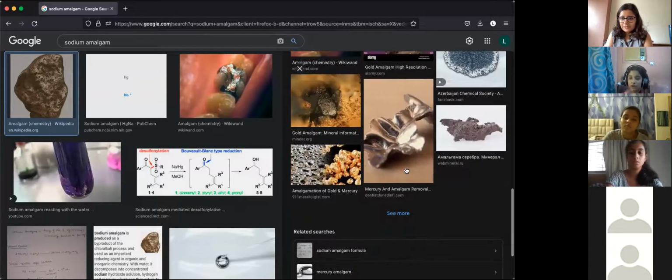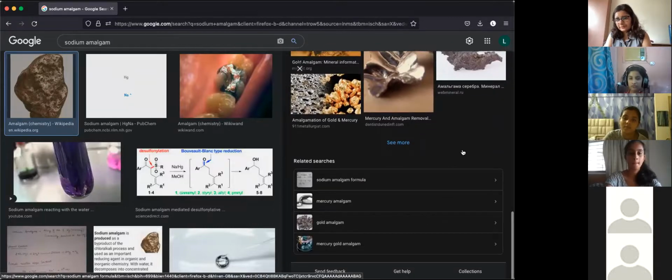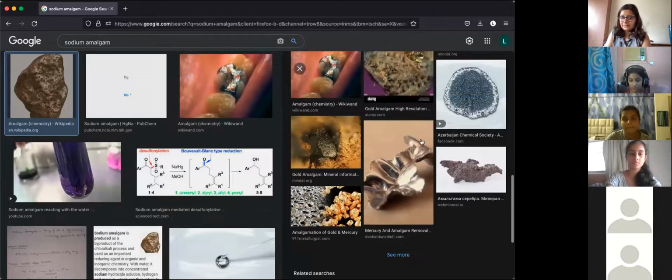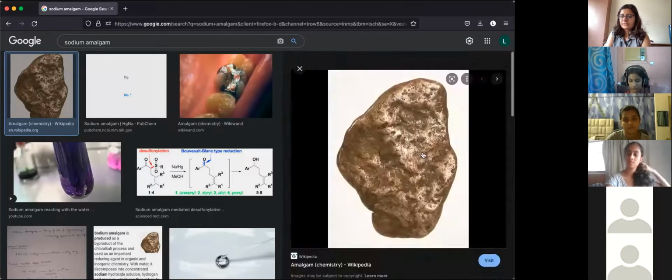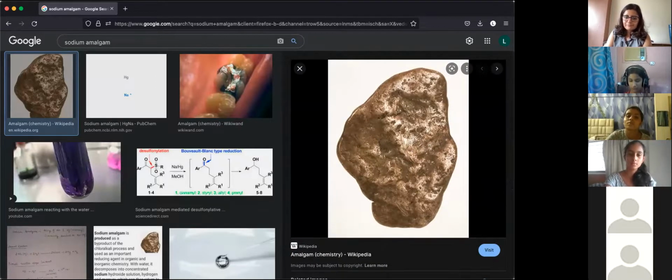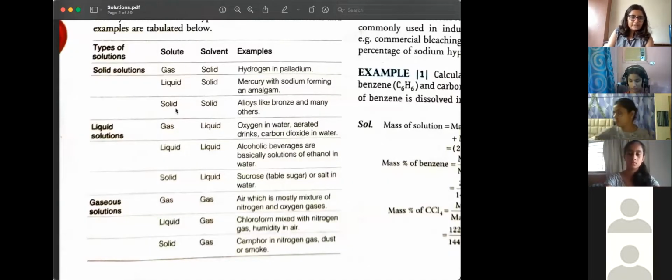All amalgams are, even though they are mixtures, alloys with mercury. Mercury is liquid, but once you prepare that amalgam, it's basically a solid, because the other metal usually forms the solvent. Then solid alloys are solutions of solids in other solids.